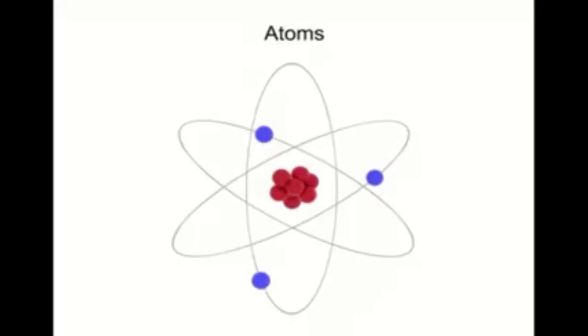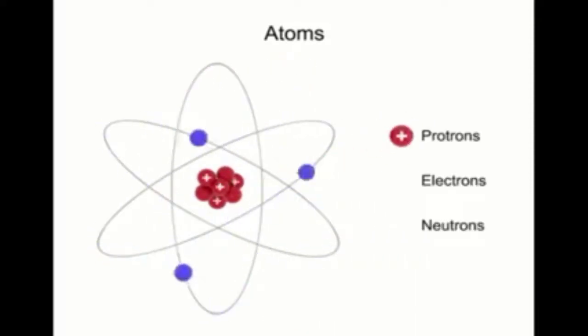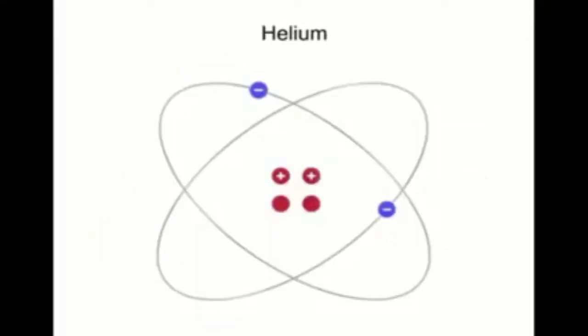Atoms make up all of the Earth's matter. Atoms can be broken down into three basic components: positively charged protons, negatively charged electrons, and neutrally charged neutrons. The number of these components and their arrangement determines the atom's elemental properties. Here we have a helium atom. Helium atoms consist of two protons, two neutrons, and two electrons.